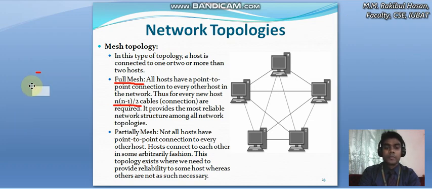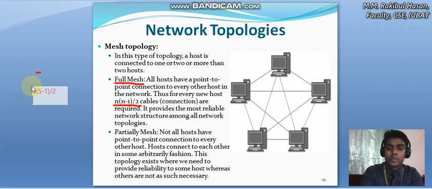5 times 5 minus 1, divided by 2. If I write down the answer, it will be 10, isn't it? That means for 5 hosts I need in total 10 connections: 1, 2, 3, 4, 5, 6, 7, 8, 9, 10. In this way, if you have 6 or 7 hosts, you can calculate on your own.